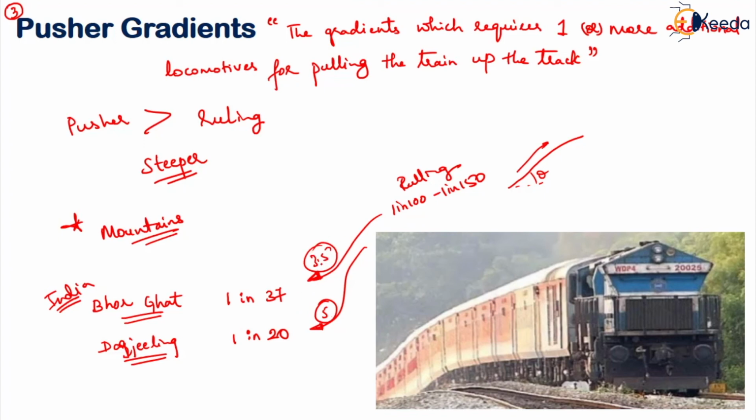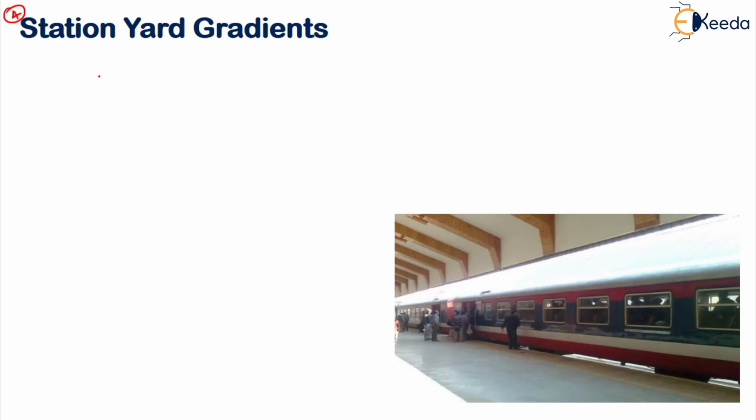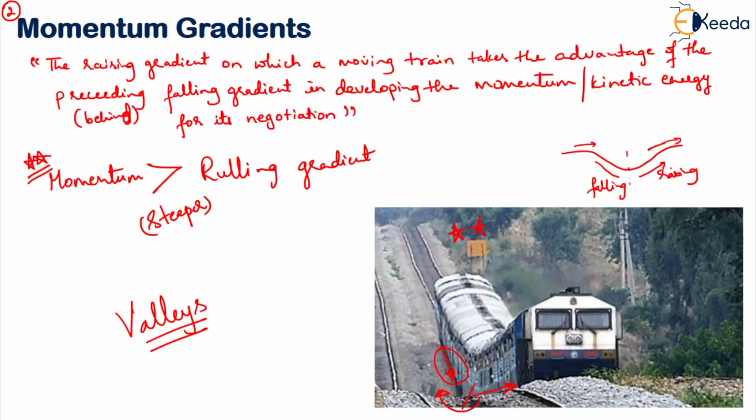Moving on to the last type. The last type of gradient is the station yard gradient. So what is station yard gradient? The name itself is indicating that it is the gradient which we give in railway stations. So minimum gradient we have to provide in railway stations. We cannot go for more amount of gradients. Why? Because stopping of vehicles will become very difficult if you give more amount of gradient.